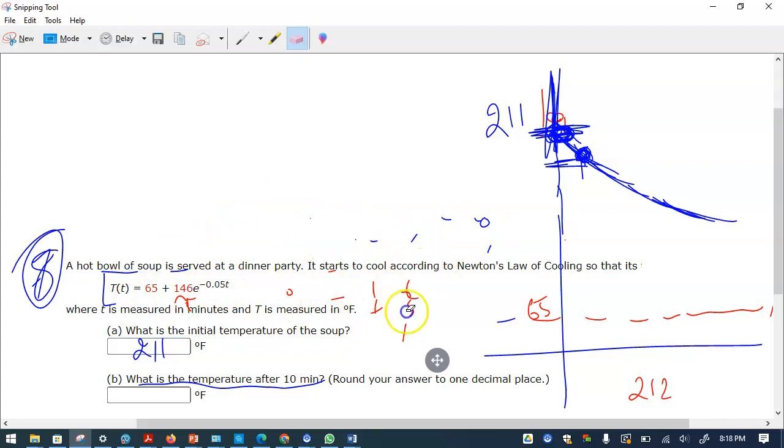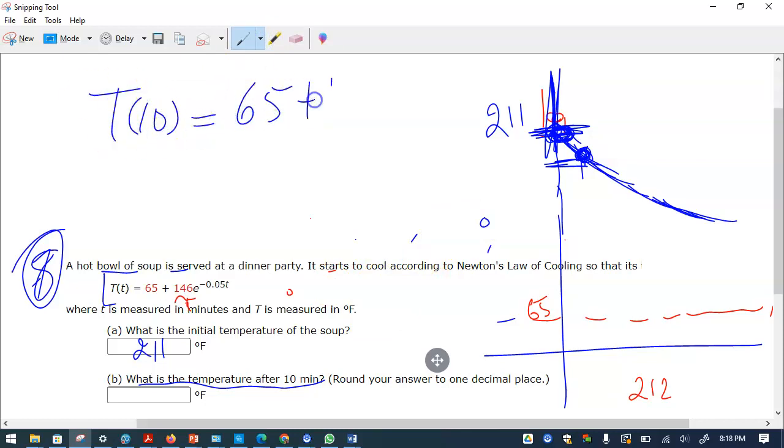The function is given, so T of 10 equals 65 plus 146 times e raised to minus 0.05 multiplied by 10. You just plug in the time, 10 minutes. So let's go directly and plug this into the calculator. I'm sure you can see what I'm doing right now.